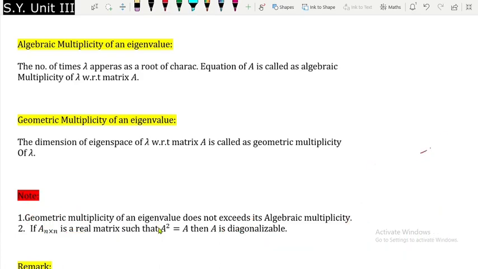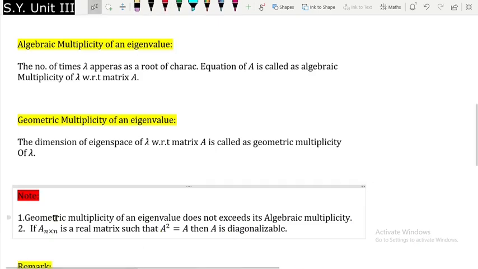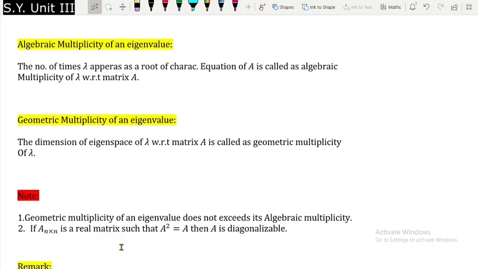The next note is, if your matrix satisfies the condition A square is equal to A, that is, if your matrix is idempotent, so this condition A square is equal to A is called the condition of idempotency, then it is diagonalizable, that you can say.